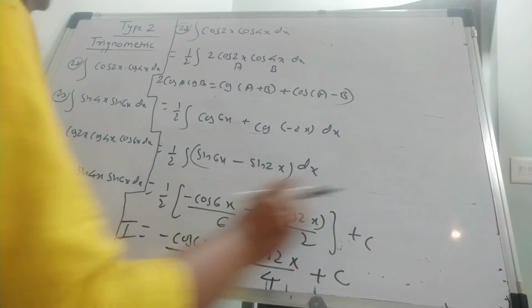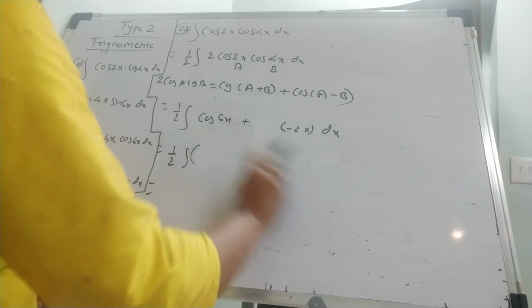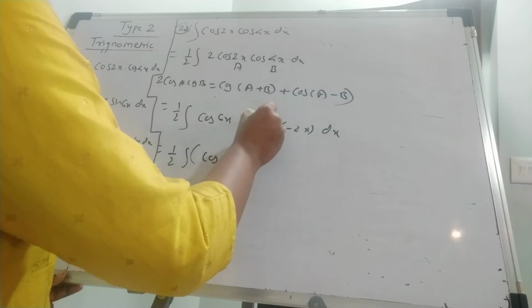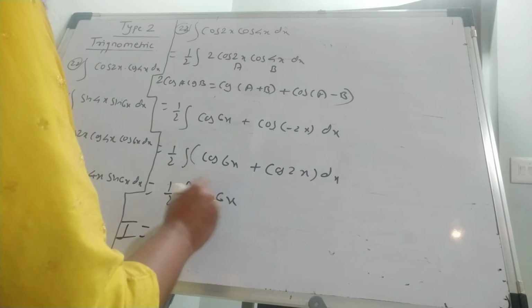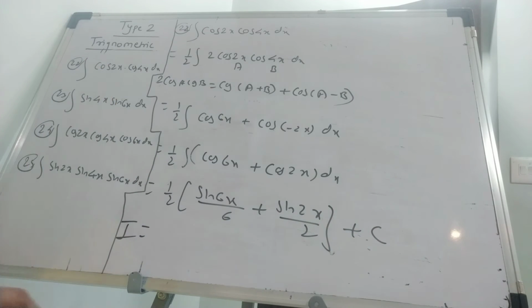Now you know that cos of minus theta is always plus cos theta. Okay, cos of minus theta is always plus cos theta. So this is cos of 2x only. Integration of cos is sine divided by coefficient of x. Again it is sine divided by coefficient of x plus some constant value c. We'll start with the next question.